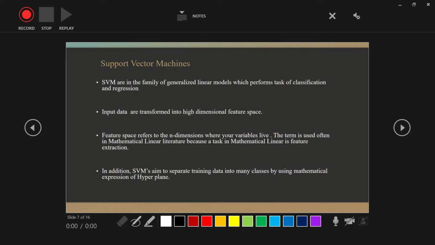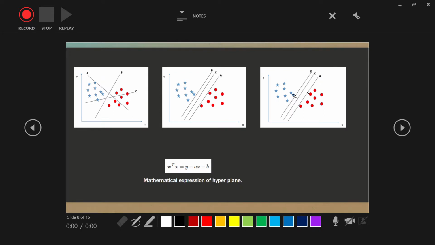What is a support vector machine? In this model, we generalize the linear models, and it performs the tasks of classification and regression like neural networks. But in this, the input data are converted into a high dimensional feature space. You can see the 2D diagram with red circles and blue stars. Once these high dimensional features are drawn, we need to insert the plane so that we can get the mathematical expression of the plane. We need to get the mathematical expression of the hyperplane, so we need to find the hyperplane.